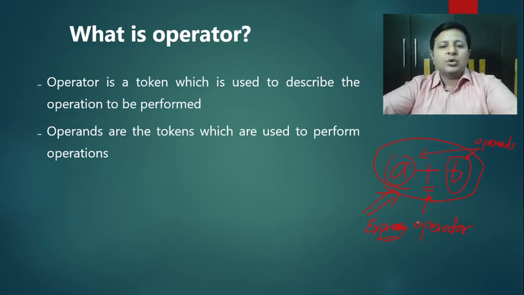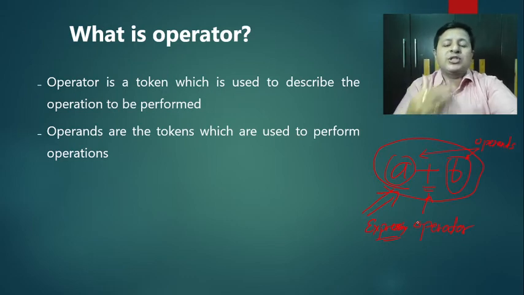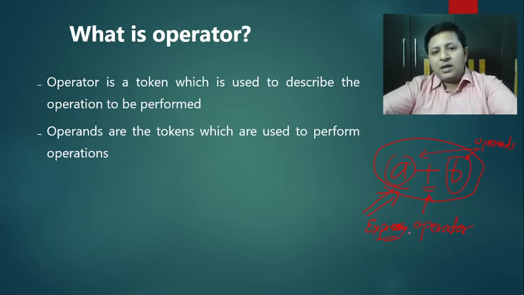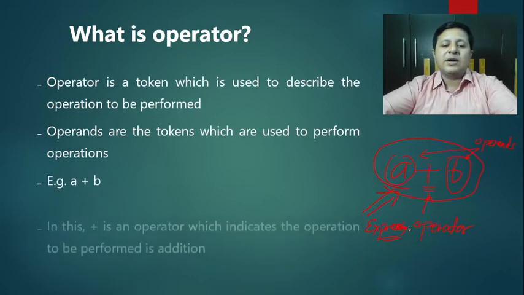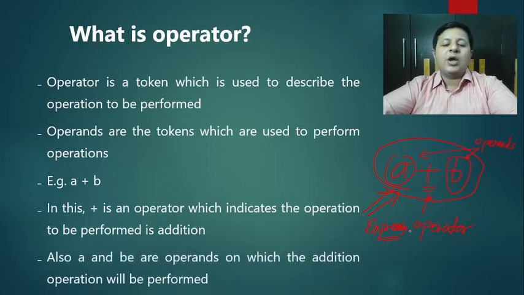So all of you understood two things. An operator is the one which describes the operation. Operands are the tokens which are used to perform the operations, as in they are the ones on which the operation is getting performed. A similar example here: plus is an operator, obviously that indicates we have to do addition, and A and B are the operands. So we know that we have to do addition on A and B.